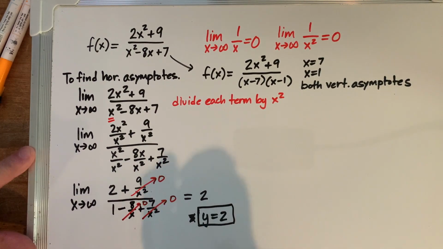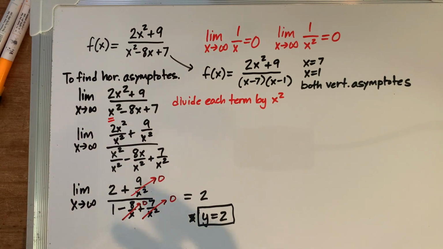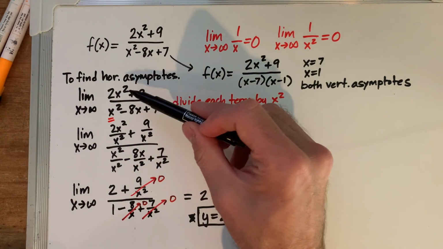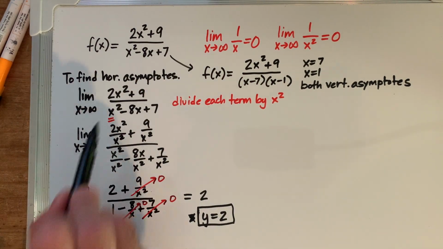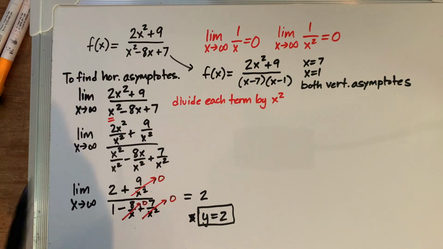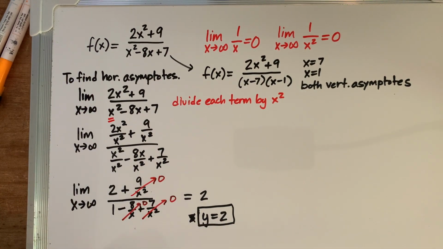Now, in some classes, you may have had a teacher that said, look, all you've got to do is if you have the same degree in the numerator and the denominator, you're going to take the coefficients and you're going to divide them. Like I would take 2 divided by 1 here and get 2. And that's absolutely correct. This is the logic behind why that would work.